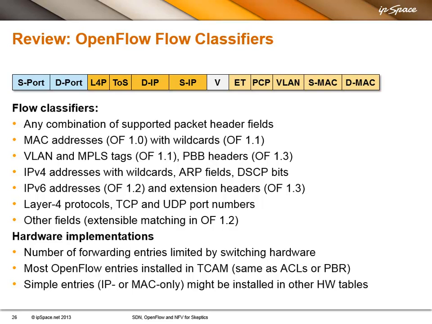If you're lucky, if the switch vendor was smart in their OpenFlow implementation, you might get simple entries installed in hardware tables, but then you might get a situation where a vendor would support layer 3 forwarding based on destination IPv4 addresses in hardware and layer 2 forwarding based on MAC addresses only in software. I don't understand why anyone would implement things that way, but I've seen it implemented, so be careful.